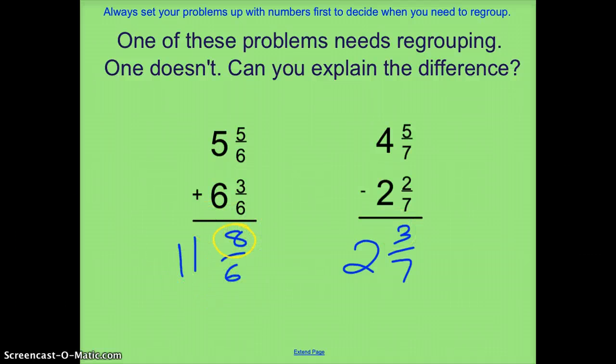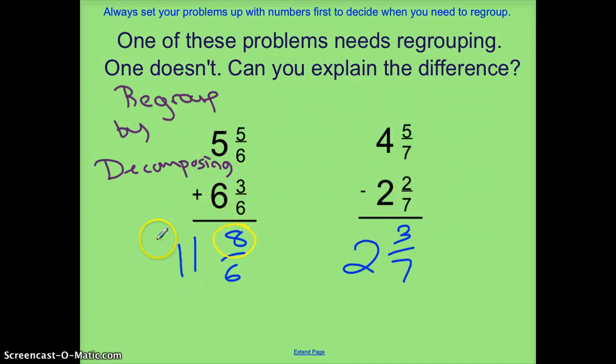That means this is a problem where I would need to regroup by decomposing. Because my answer didn't turn out quite the way I wanted it to, but this one did. So the thing for us to think about is what kind of problem is it? What kind of operation does it ask for? Is it addition? Is it subtraction? And are we going to need to regroup to get our answer, or is it going to work out the way that it is?